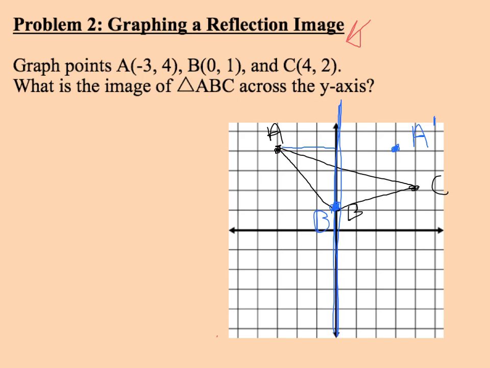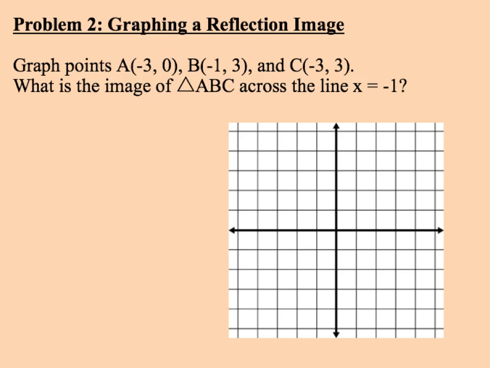Now B is on the actual line, so B is going to stay put. My B image or reflection image is going to be the same. And C is 1, 2, 3, 4 away, so C also has to be 1, 2, 3, 4 away from my reflecting image. And I can connect those dots, and there you have it. This is the image that we would have across the y-axis. So it's flip-flopping your x's.